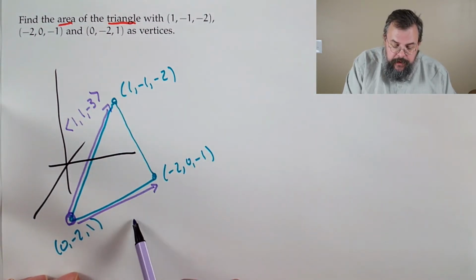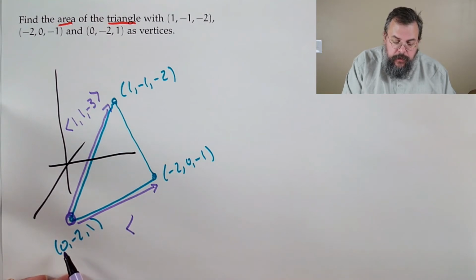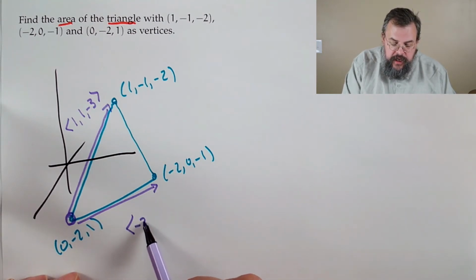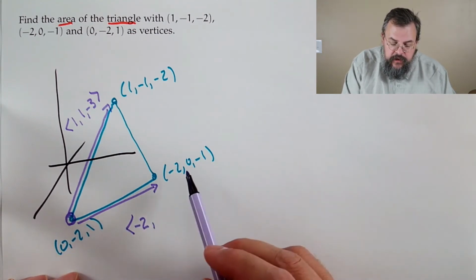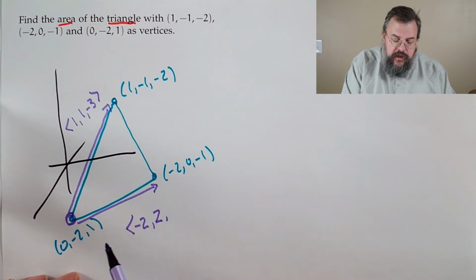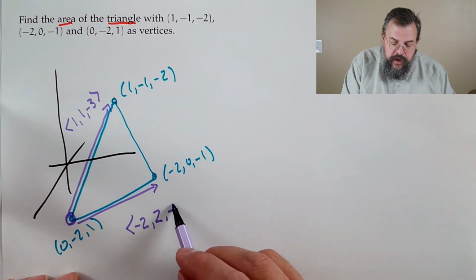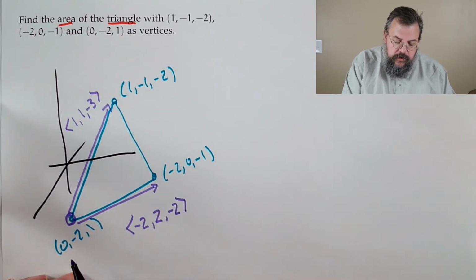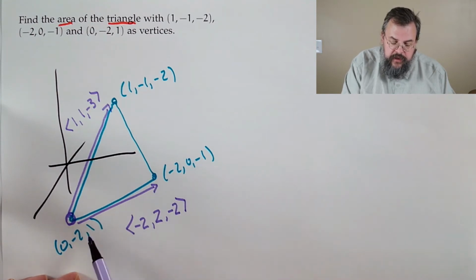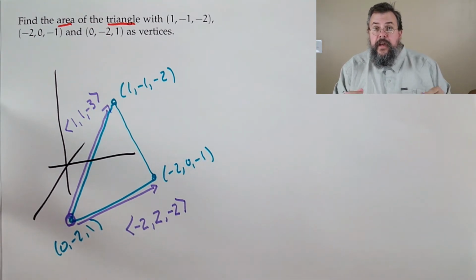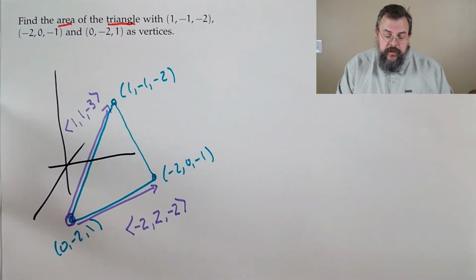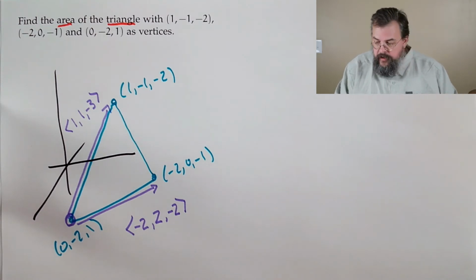Here we say, okay, now what happened on this one? Well, we went down by 2 in the x-coordinate, so -2. -2 to 0 says you go up by 2, and then you have 1 to -1. That's a go down by 2. So down by 2, up by 2, down by 2. And there you go.